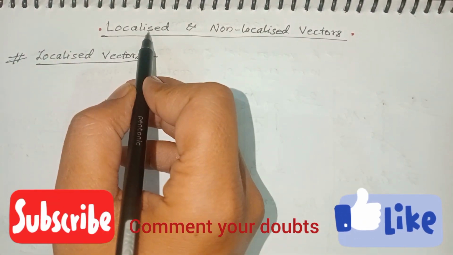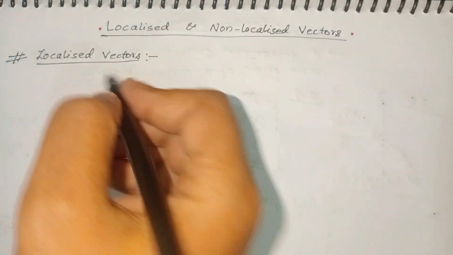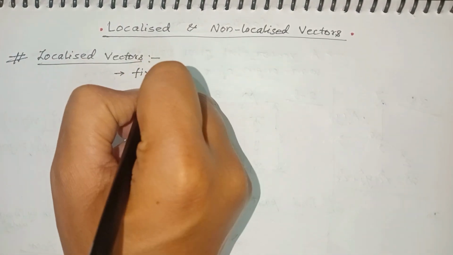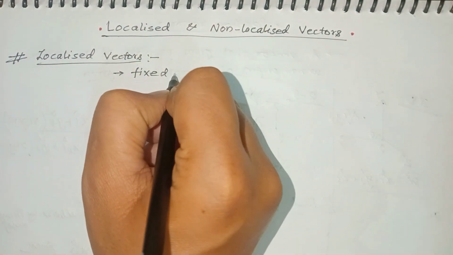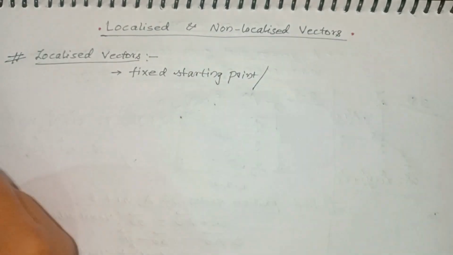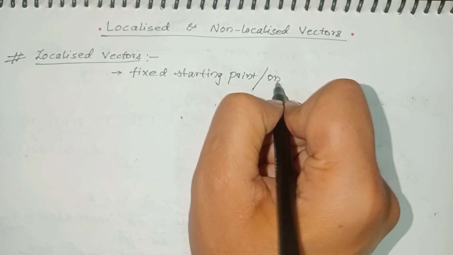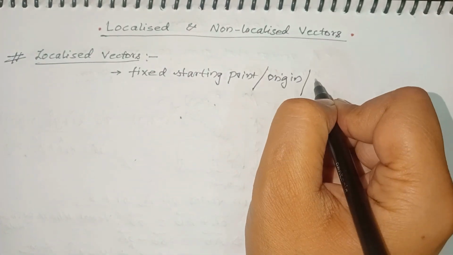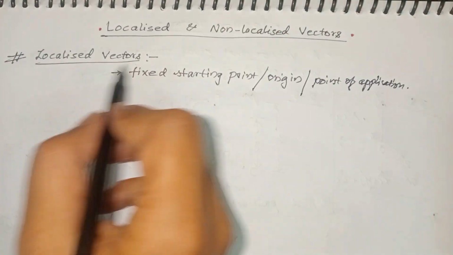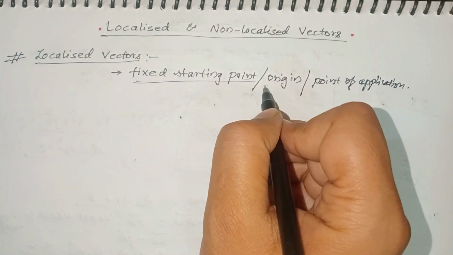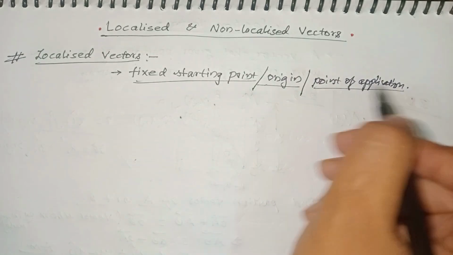Let's study localized and non-localized vectors. At first, what does a localized vector mean? It has a fixed initial point. Vectors which have a fixed initial point, or you can say a starting point, or point of application, or origin, are localized. The vector is localized if it has a fixed starting point, fixed origin or point of application.